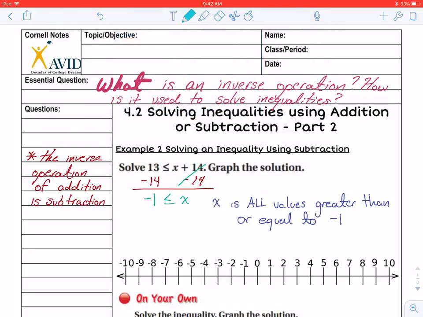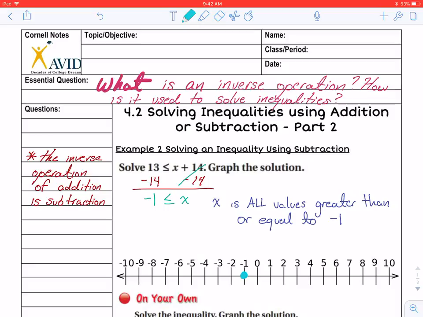So we're going to find negative 1 on our graph. Negative 1 is right here. And then we're going to need to determine, do we need to use an open circle or a closed circle? Well, because x can equal negative 1, we're going to be using a closed circle. So anytime you see an equal sign, you should be using a closed circle. And then x is all values greater than negative 1.